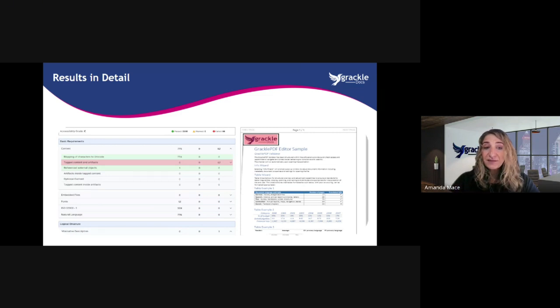It gives a full list of all the PDF/UA checks that are being done. And for each item in the list, you can see the corresponding status and the item count. And then you expand to see more details, including the issue highlighted within the document. So this is probably the best part, in my opinion, of how GrackleGo works.